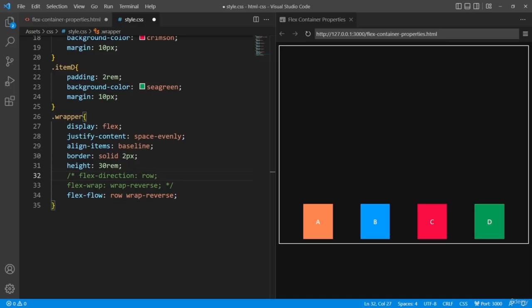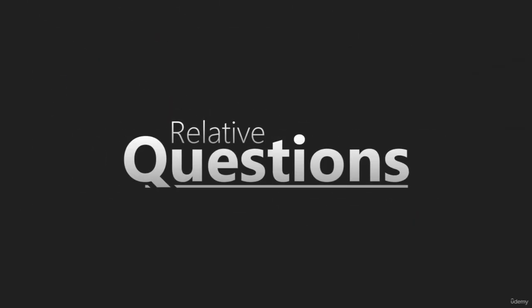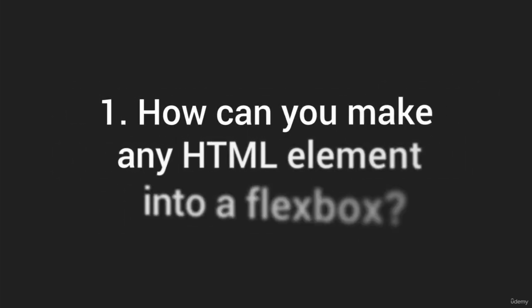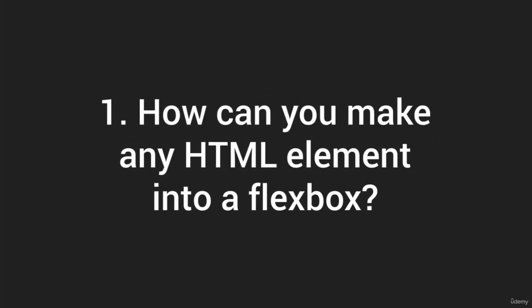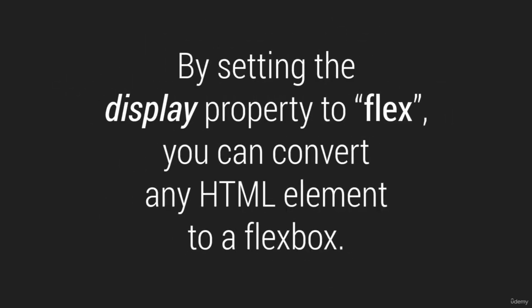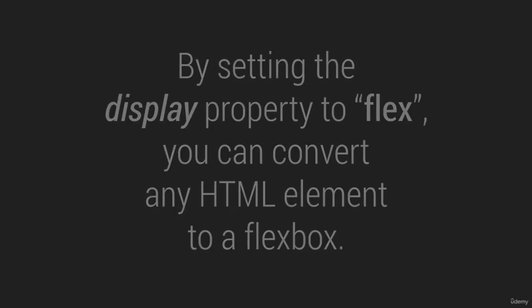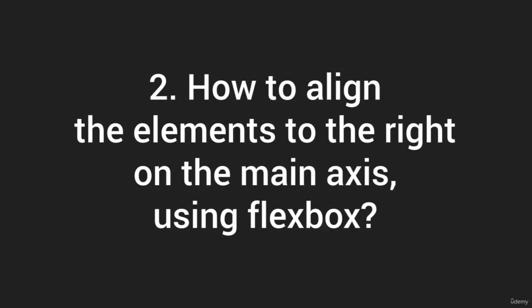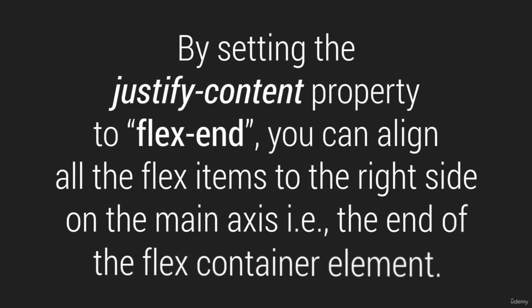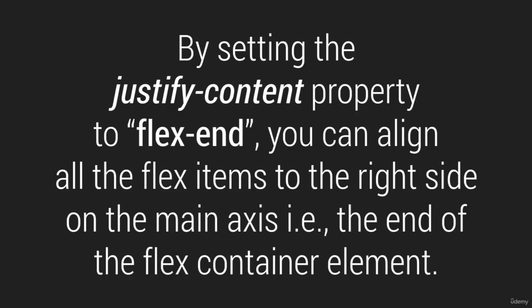So these were the properties that can be applied to a flex container. Now let's talk about related questions. So first is, how can you make any HTML element into a flex box? By setting the display property to flex, you can convert the HTML element to a flex box. The second question is, how to align the elements to the right on the main axis using flex box. So by setting the justify content property to flex end, you can align all the flex items to the right side on the main axis, that is the end of the flex container element.